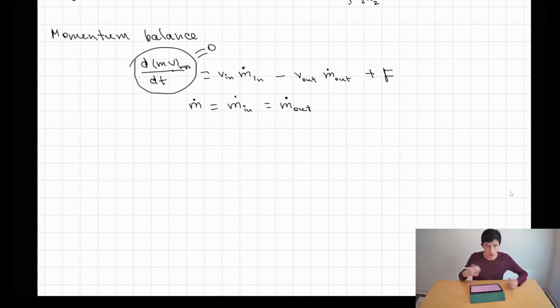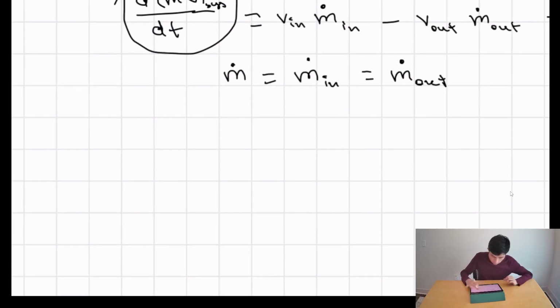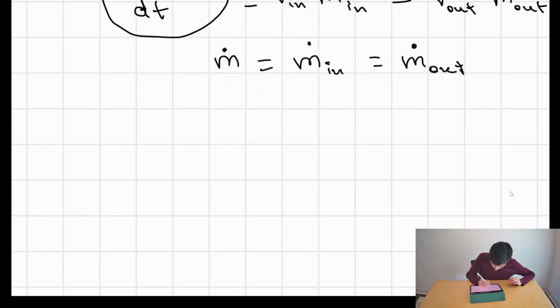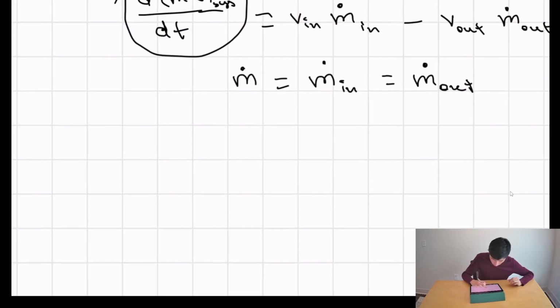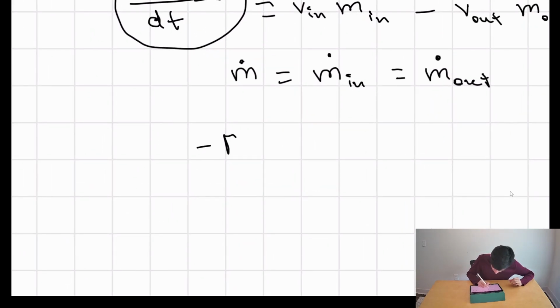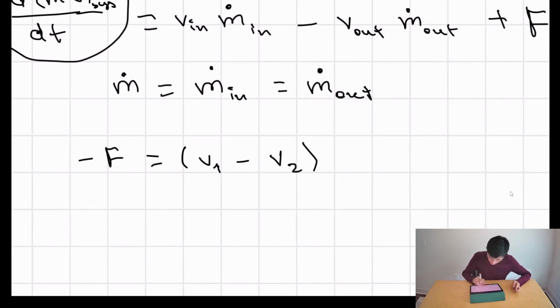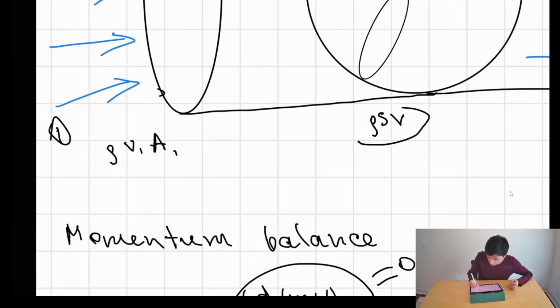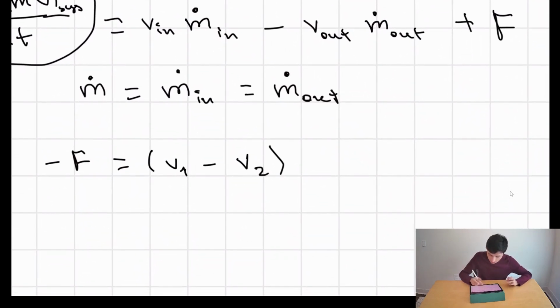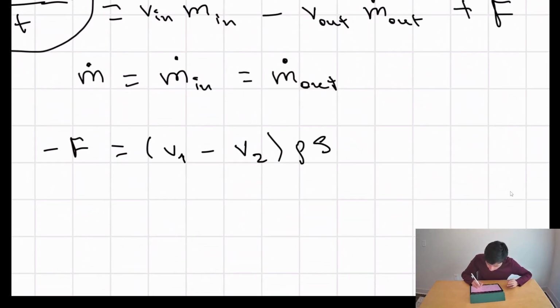So if we manipulate this equation and make the force the subject of the equation, we're going to have negative force is equal to the velocity going in, velocity 1 minus velocity 2, times the mass flow rate, which is going to be this thing, right? Rho density times S times the V, right?